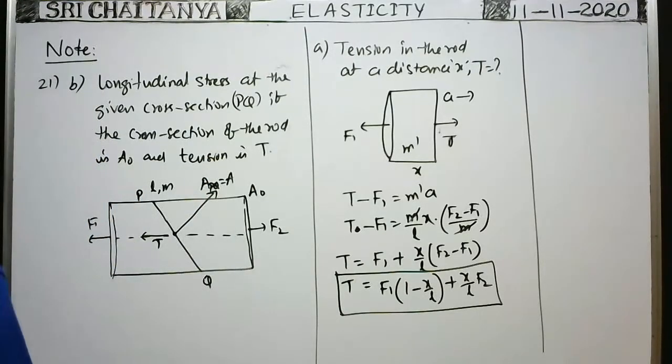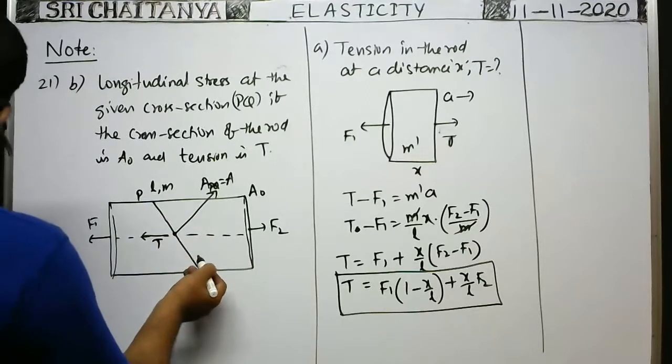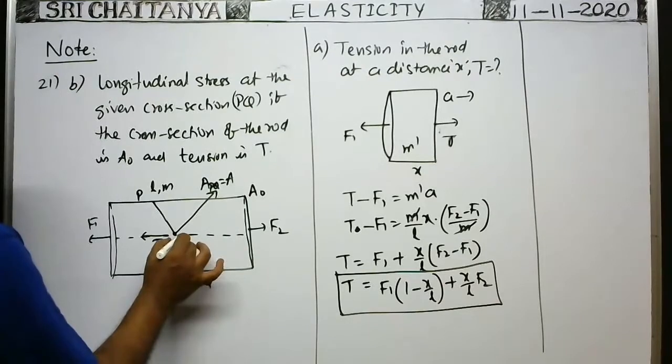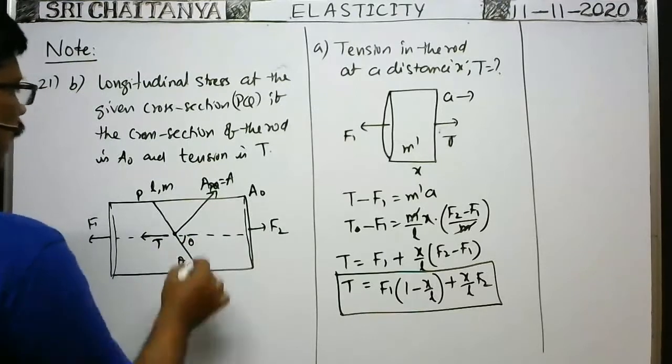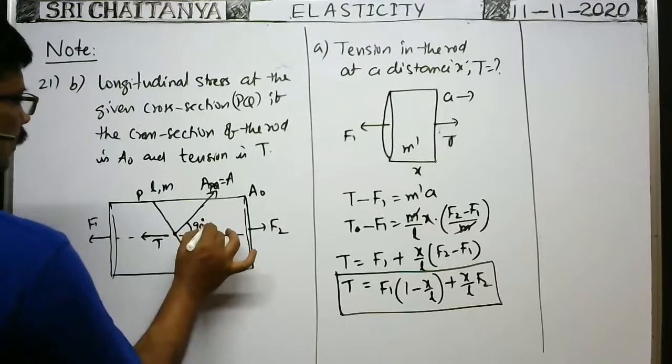Okay, now here they asked what is the longitudinal stress. Here this angle is also given in the diagram. It is theta. This is theta. As it is perpendicular to this one, this is 90 minus theta.